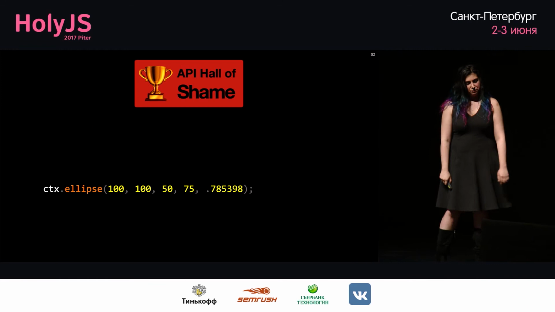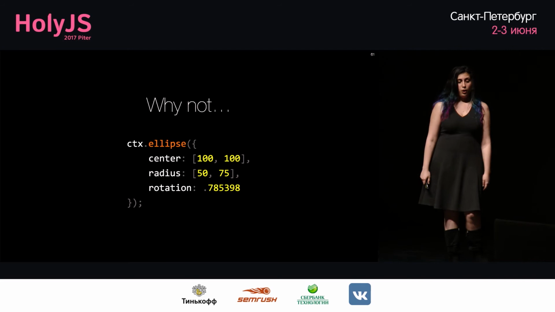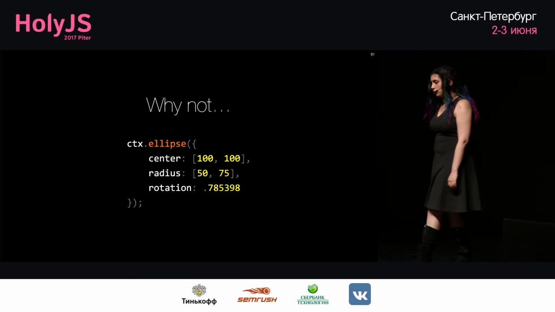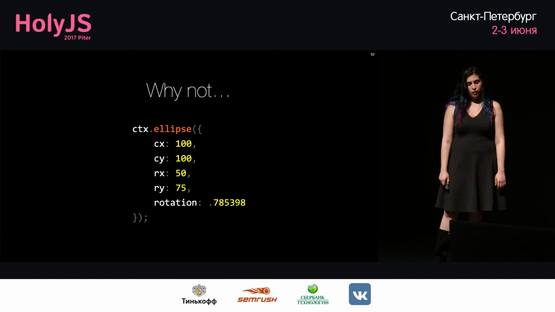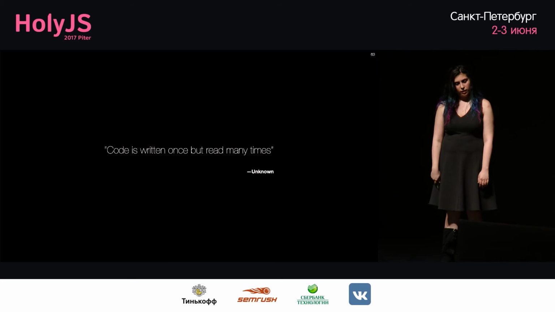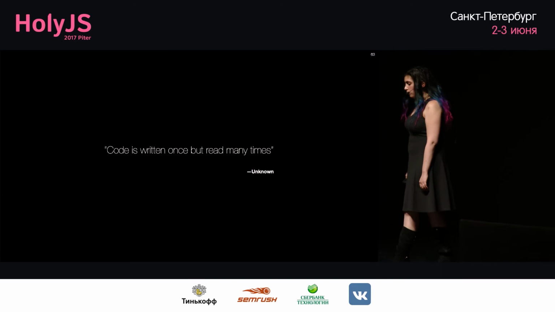What if instead of this, we had something like this? Now you can instantly tell what each number is for. And more than that, you don't have to remember the order of anything. And you can omit any of those parameters without having to provide placeholders. Or even like this, if you want to be even more detailed. And yes, it's more verbose. But code is only written once, but it's read many times. So if something is a little more verbose, but it actually adds to understanding, I think the trade-off is worth it.